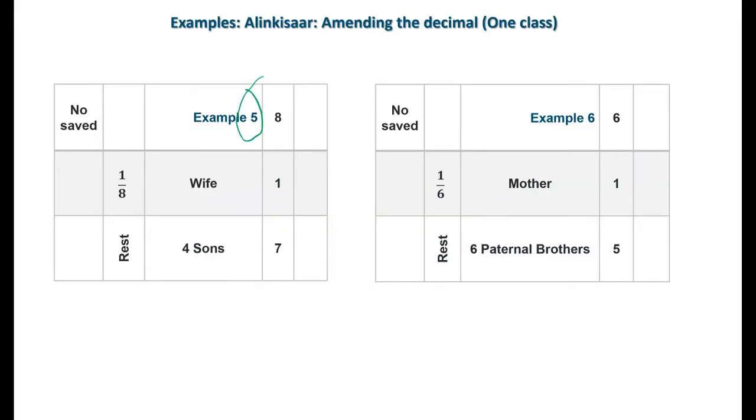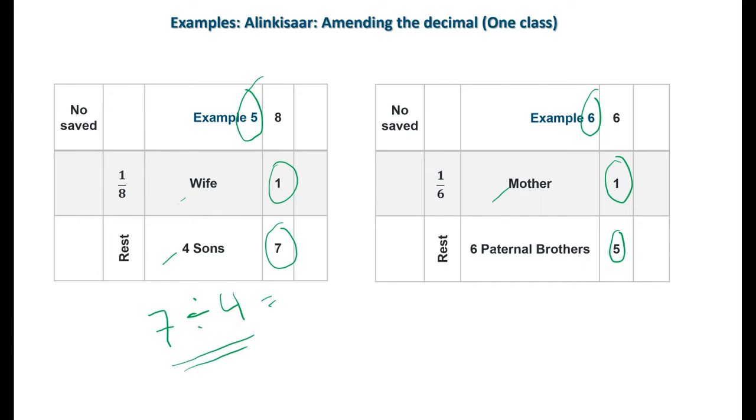Example number 5 and example number 6. In example number 5, we have a wife and 4 sons. The wife is getting 1/8 and the 4 sons are getting the remaining, which is 7. And in example number 6, we have a mother who's getting 1/6 and 6 paternal brothers who are getting the remaining, which is 5. In example number 5, we have 7 shares divided between 4 heads, which we will end up with a decimal number. And in example number 6, we have 5 shares divided between 6 people. Also, we will end up with a decimal number, which we need to fix into a full number.